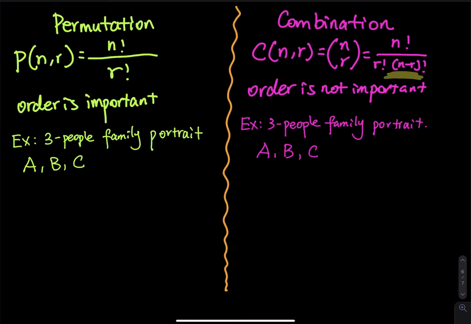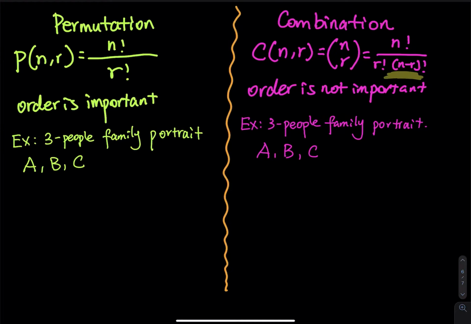I want to make a video to compare the difference between two counting techniques, permutation and combination. In permutation, the order is important. In combination, the order is not important. So let's use a basic example to distinguish the difference between them.